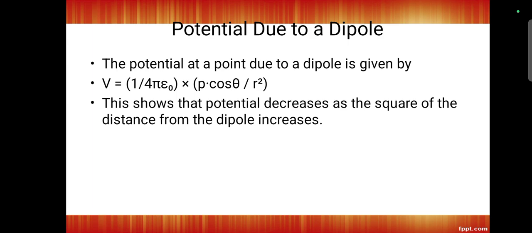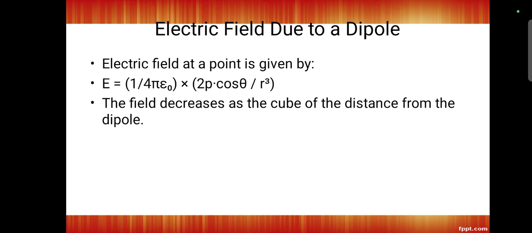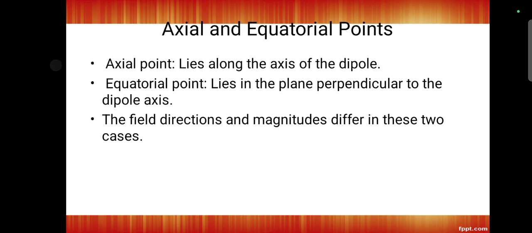Potential due to a dipole. The potential at a point due to the dipole is given as V equal to 1 by 4 pi epsilon naught into P cos theta divided by r square. This shows the potential decreases as the square of the distance from the dipole increases. Electric field due to dipole is represented as E equal to 1 by 4 pi epsilon naught into 2 P cos theta divided by r cube. The field decreases as the cube of the distance from the dipole.